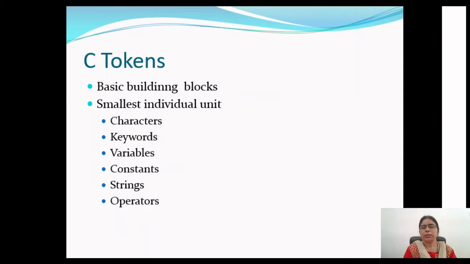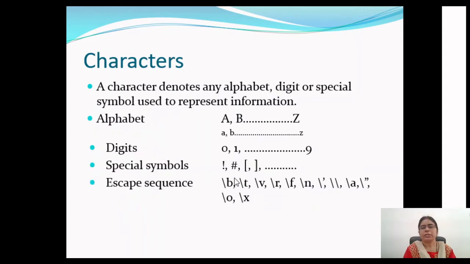So what are the basic key tokens that we have? It is characters, keywords, variables, constants, strings, and operators. Operator is in itself a very lengthy topic, so we will have a different lecture for this. Rest all we will cover in this lecture. So to start with, I will start with characters.